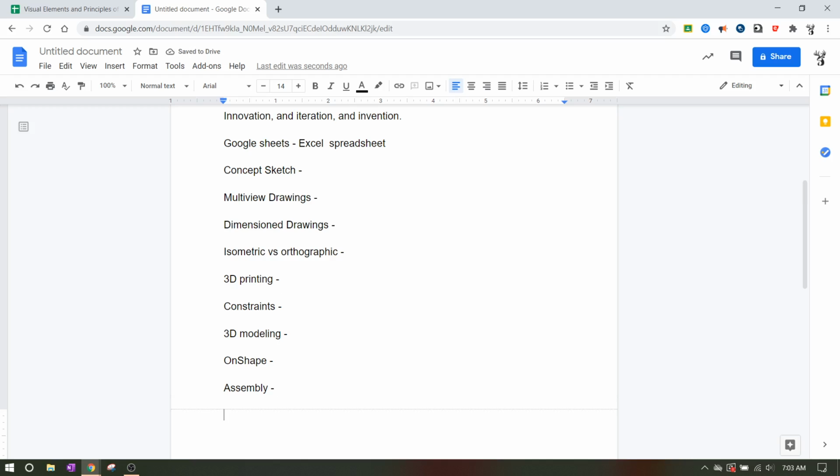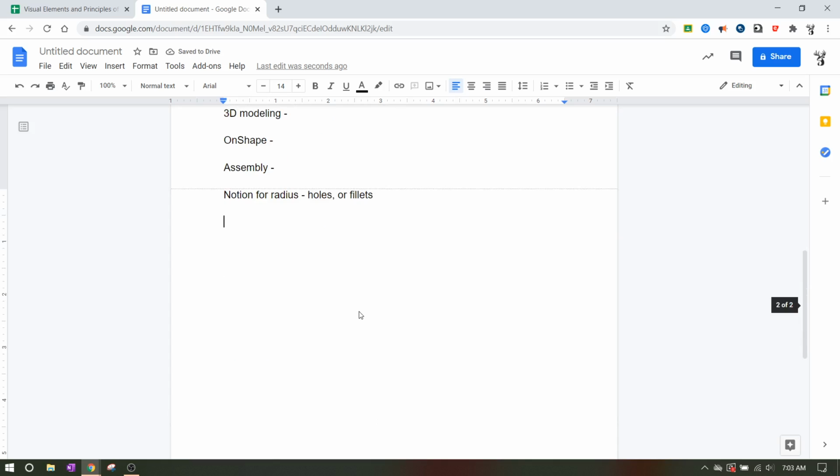You also need to know the notation for radiuses, and usually these apply to holes or fillets. So you need to know the difference between them. Look back on our references between them. Radius is going to look like a capital R, and it's going to be just to the left of the number itself. And if it's the diameter of a circle, then it's going to look like a circle with a line through it.